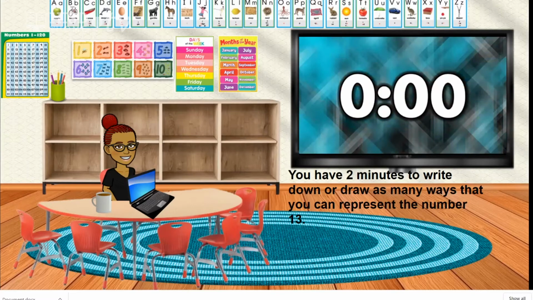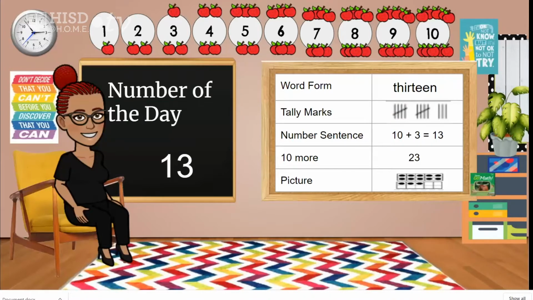You know what that sound means? That sound means our 2 minutes are coming to an end. Let's take a look at some of the ways that Miss Ward made the number 13. I made the number 13 by using word form. Word form means I'm going to write the word to show 13. I wrote 13 by writing T, H, I, R, T, E, E, N.